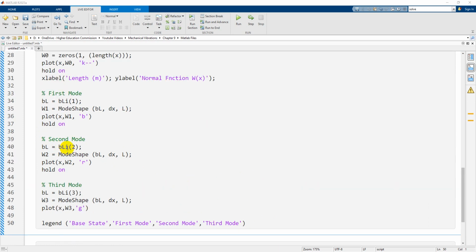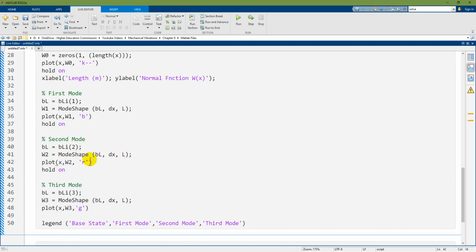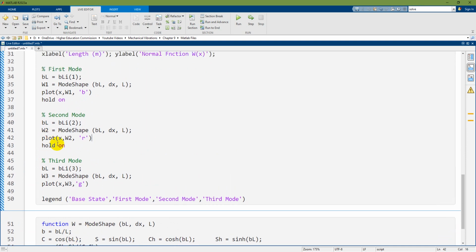For the second mode, I have used the second root, and then I computed that using the mode shape function here, W2, and then for the third mode, again the same. So BL3 is 10.96, and then I'll compute that W3 using all those values, and then I'm going to add the legend: base state, first mode, second mode, and third mode, and I'm going to plot it. So I'm going to run that function.